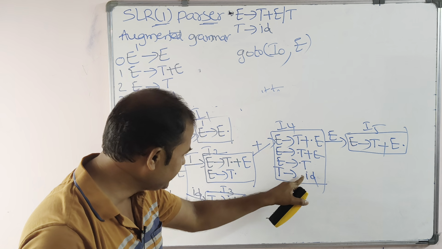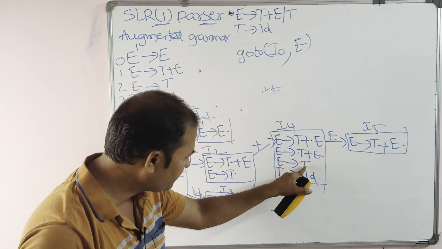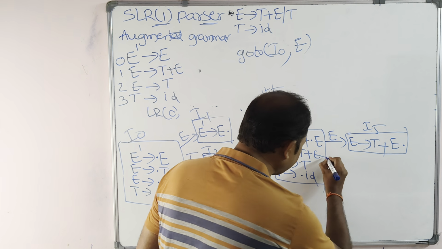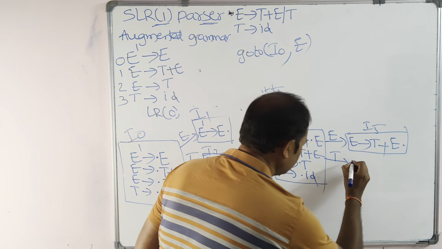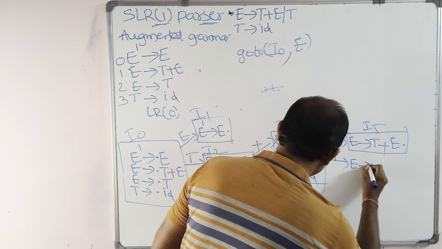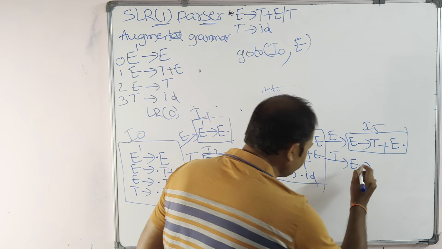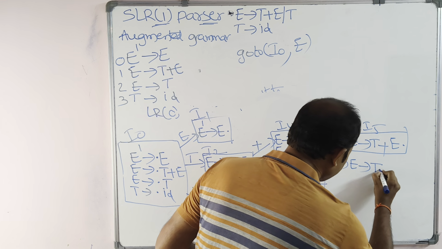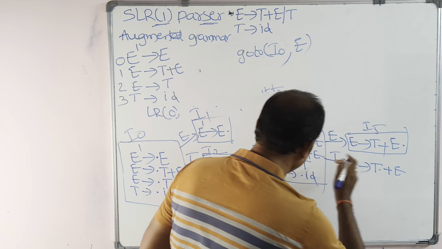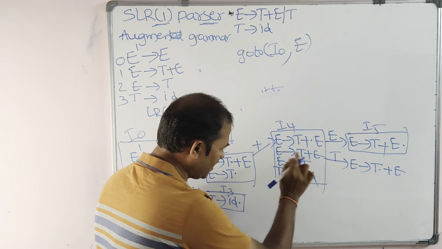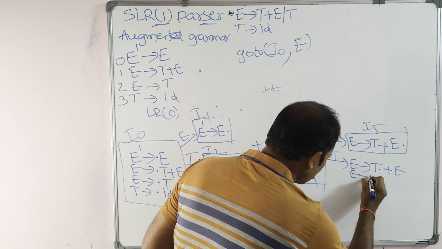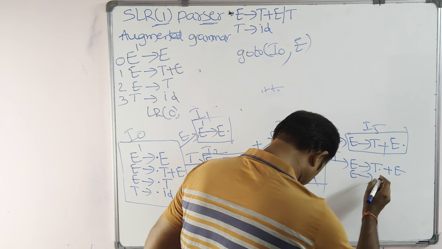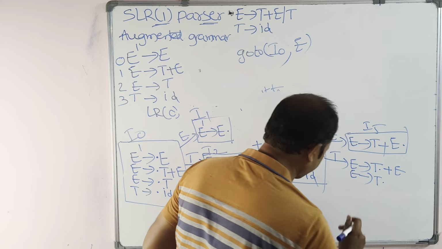If you observe these two productions, after dot we have T. So we have to apply T on I4 on these two productions. Then the new production will become E produces T dot plus E, with the dot shifted one position to the right. Here also after dot we have T, so if we apply T here, the dot is shifted one position to the right: E produces T dot.